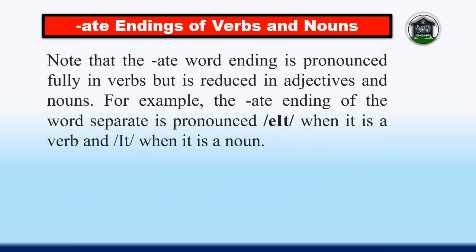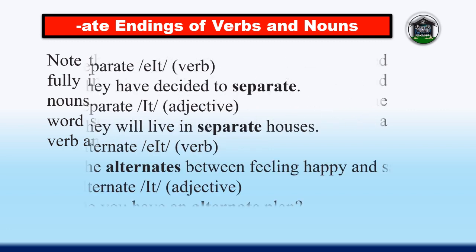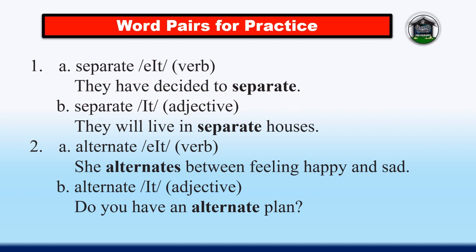The ate word ending is pronounced fully in verbs but reduced in adjectives and nouns. For example, the ate ending of the word separate is pronounced ate if it's a verb, as in separate, and it when it's a noun, as in separate. Word pairs for practice. Separate, separate. They have decided to separate. They will live in separate houses.